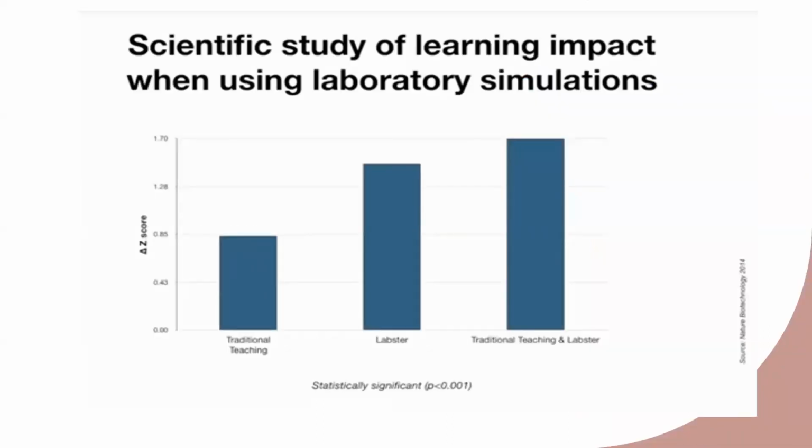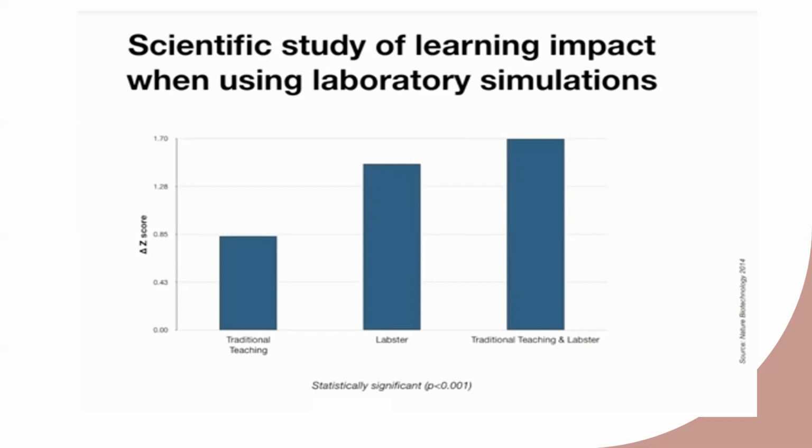Now, let us look at this short survey, like a research that was done using traditional teaching and LabStar. LabStar is a laboratory simulation, just like we have FETS. EDVES has integrated with FETS, a simulation company from the University of Colorado, and it's been amazing. Now, this is a scientific study that was done in 2014 to look at how the use of simulation and traditional teaching have impacted students' learning. Now, when traditional teaching was only used, students' learning was at 0.85.